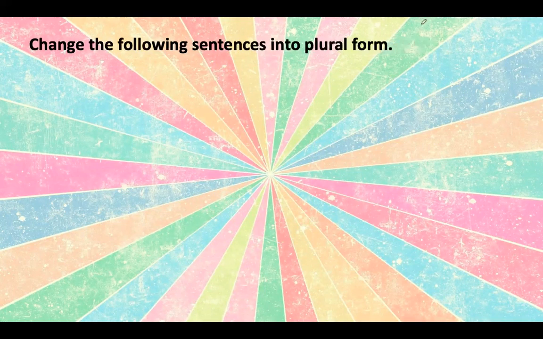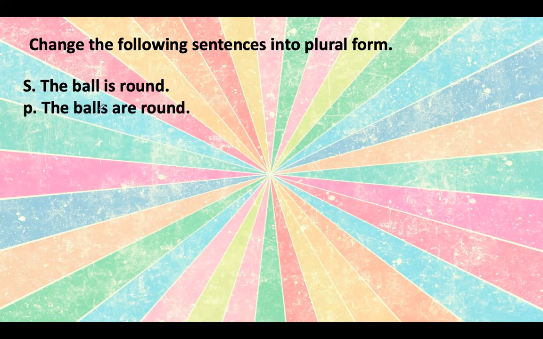Okay, now let's just do few of the sentences. Change the following sentences into plural form. First we have the ball is round. So in plural we'll just add s in it. The balls are round. Now it is plural, that's why we are having are here, and it is singular, that's why we are having is here. The ball is round, the balls are round.